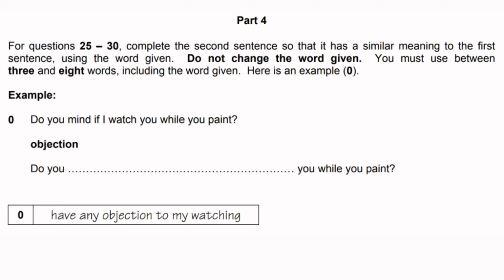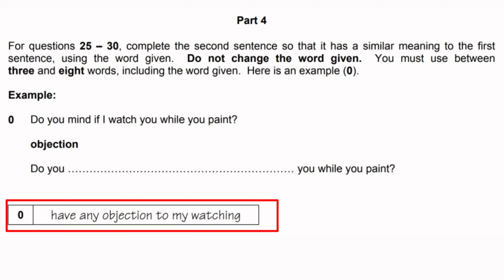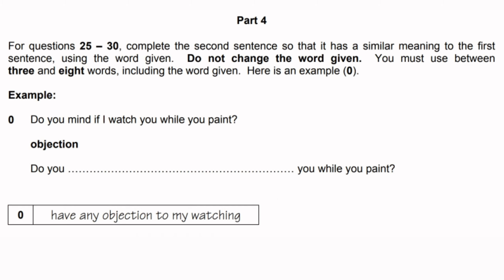So here is an example. It says, do you mind if I watch you while you paint? And they give us the word objection. Do you objection you while you paint? And we can see here at the bottom how we should do it, ideally. Do you have any objection to my watching you while you paint?